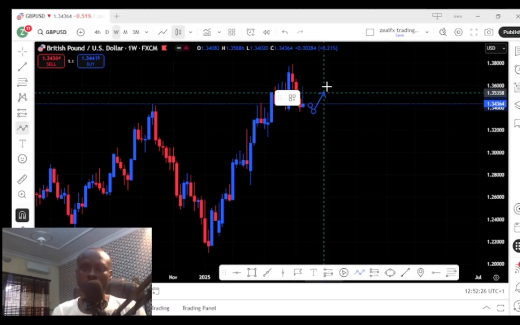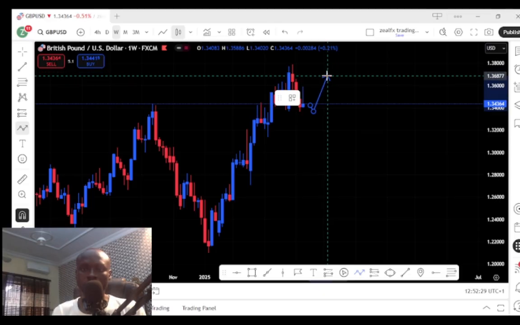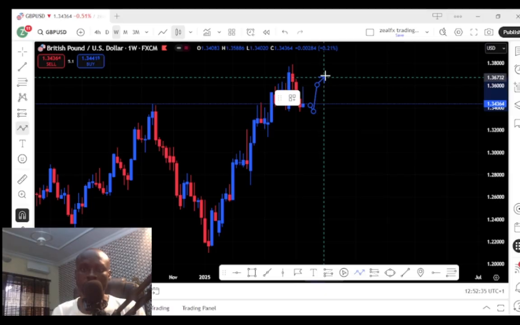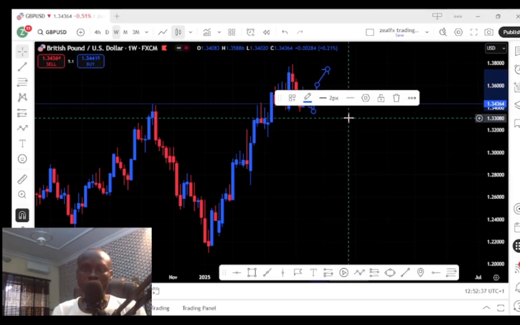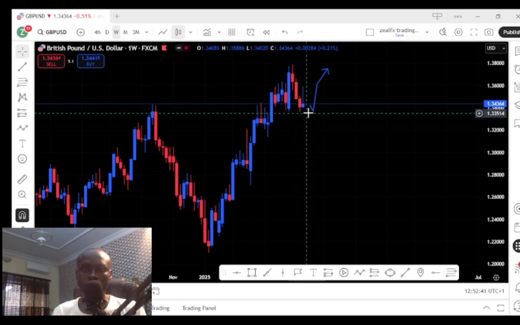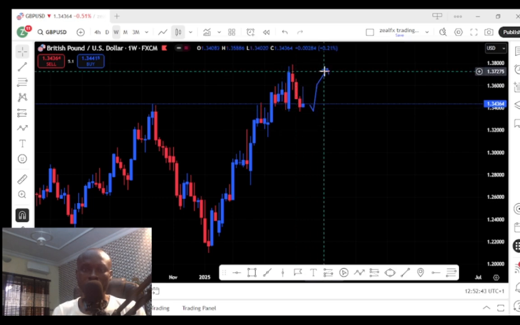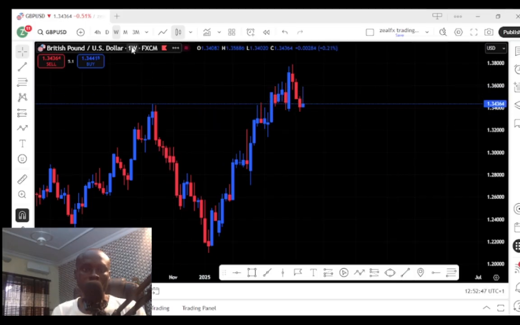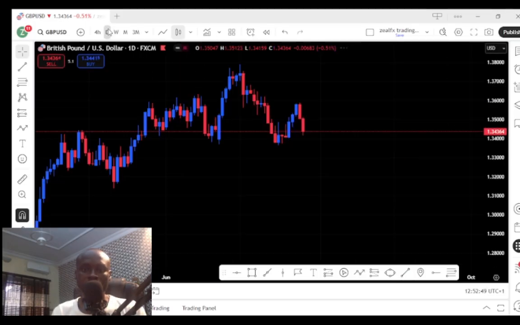Then we can see further push for price back to this resistance level on the weekly chart. So this resistance will be our first level. So we expect price to do a retest of this zone. After the retest of this zone, then we expect price to push higher for the GBPUSD. So let's look at the daily chart of the GBPUSD.